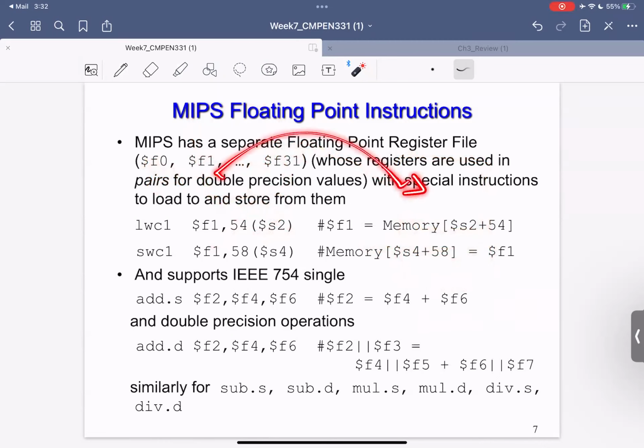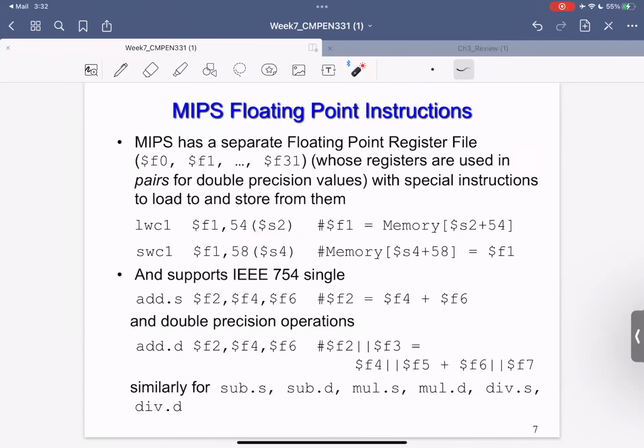I can do the opposite if I would like to do a store word from F1 to a certain particular address. In this case, I have to go to slot S4, see what is the address there, add 58 to that particular address, and then I know the place in the memory where I will store the word, or copy whatever is in F1 to that particular location.